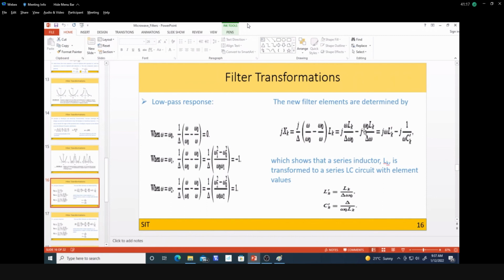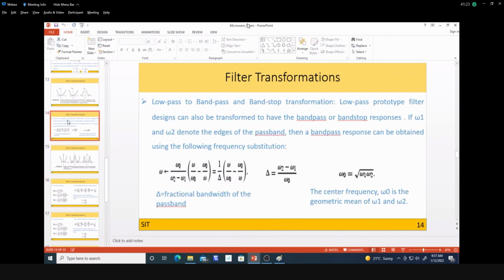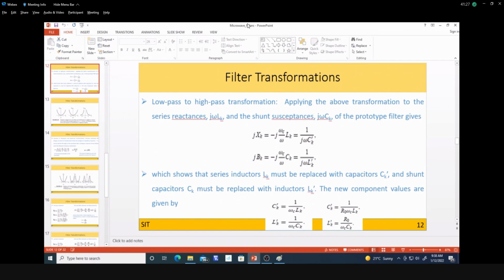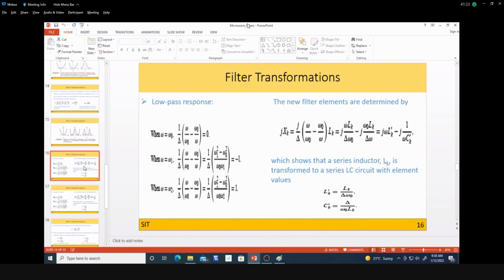Okay, so now this L to C transformation we have already known. Earlier, whenever we discussed how to transform from L to C and C to L, you need to take this transformation. By taking that transformation, we are able to convert the series inductor to a series LC circuit, and L to C and C to L we can get. And that is the final equation.